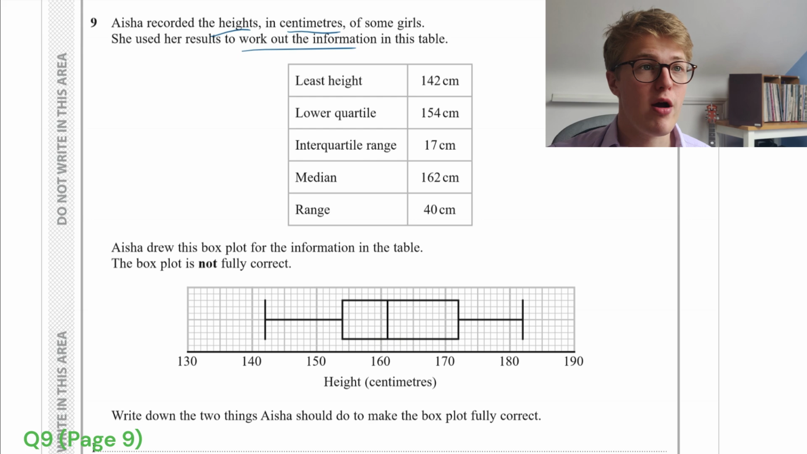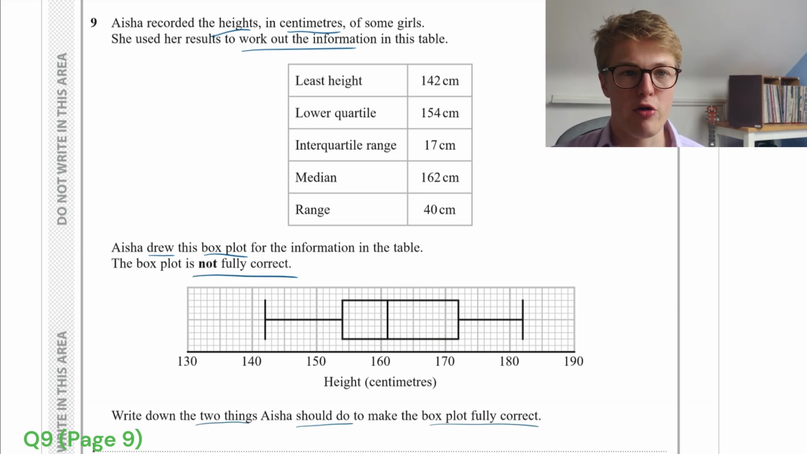Aisha recorded the height in centimetres of some girls. She used her results to work out the information in this table. Aisha drew this box plot for the information in the table. The box plot is not fully correct. Write down the 2 things Aisha should do to make the box plot fully correct.